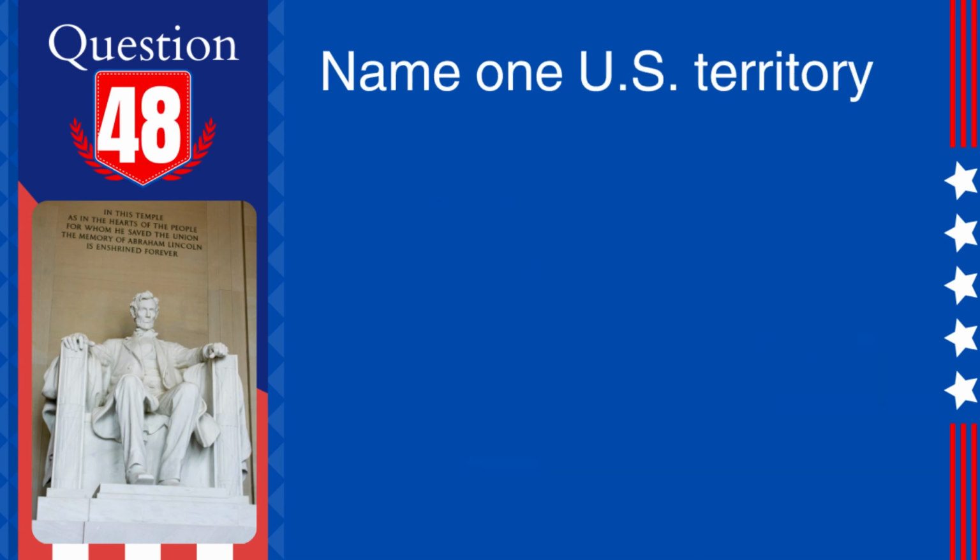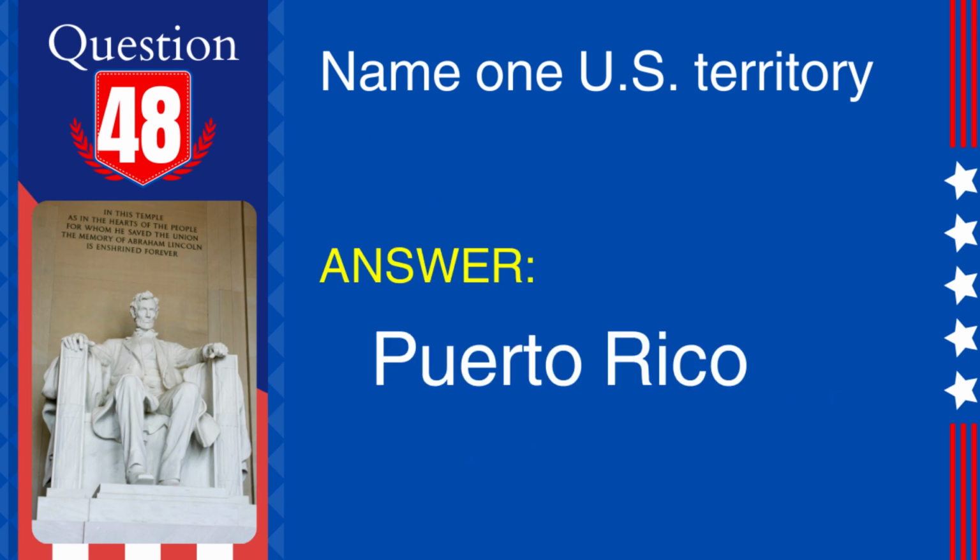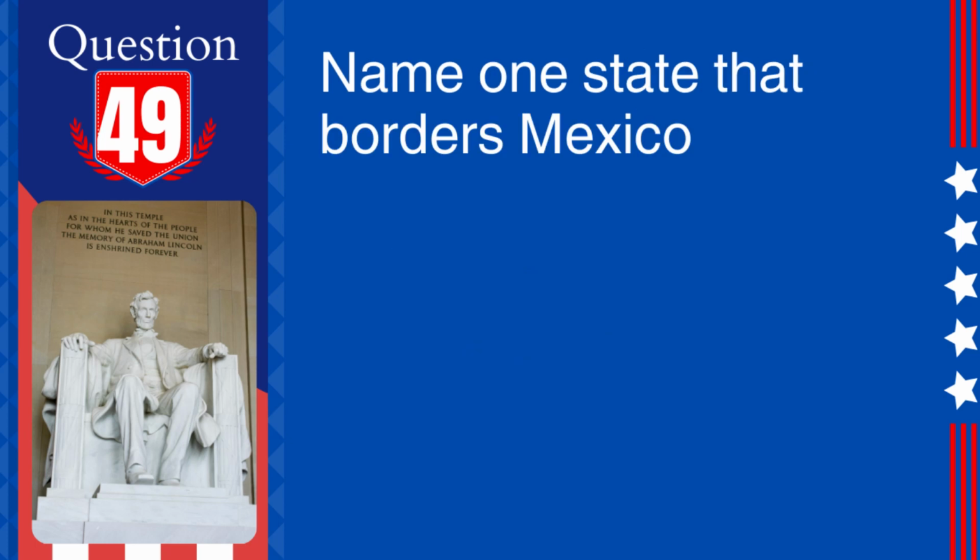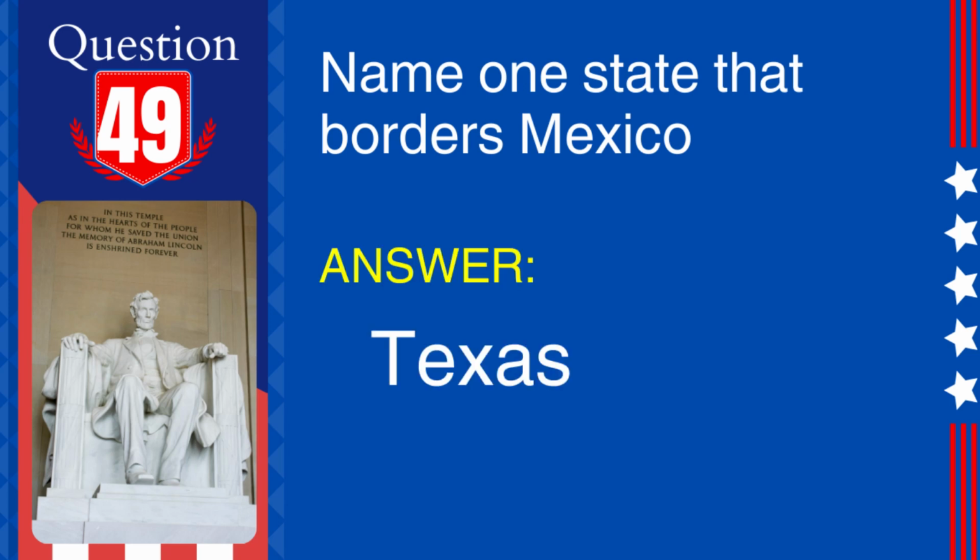48. Question. Name one U.S. territory. Answer. Puerto Rico. Explanation. Puerto Rico is a U.S. territory. Others include Guam, the U.S. Virgin Islands, American Samoa, and the Northern Mariana Islands. 49. Question. Name one state that borders Mexico. Answer. Texas. Explanation. Texas is one of the states that border Mexico. Others include California, Arizona, and New Mexico.